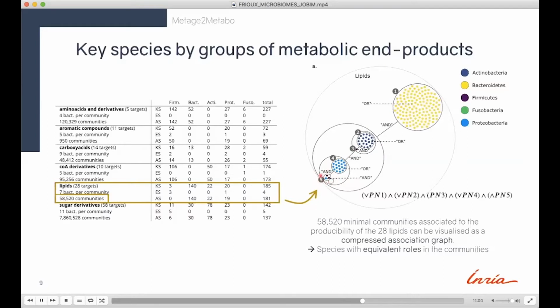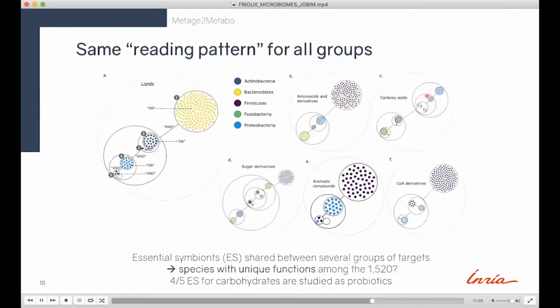In addition, when we looked at the taxonomy of the species, we observed that groups of equivalent bacteria in large nodes here usually share the phylum, suggesting that they carry functions that only specific members of the phylum also carry. So here, for example, lipids production needs a function carried by this group of Bacteroidetes. This is a recurring pattern that we observe for all groups. And when we went back to biology, we observed that essential symbionts were sometimes shared between several groups of metabolites. And we found that some essential symbionts are actually already known and studied in the context of probiotics.